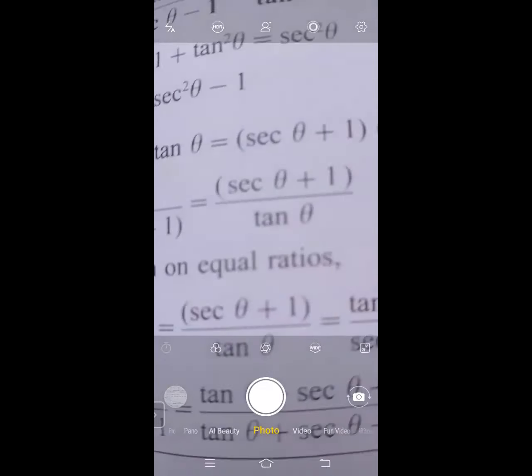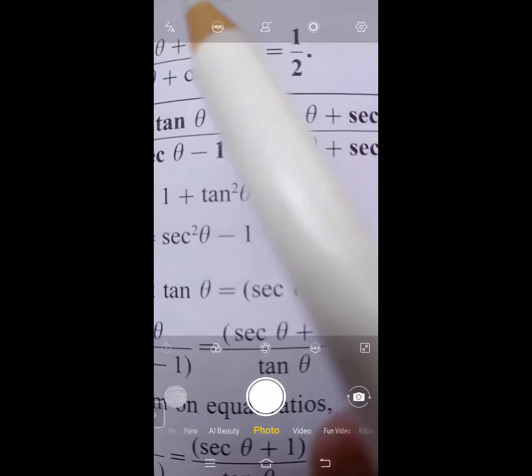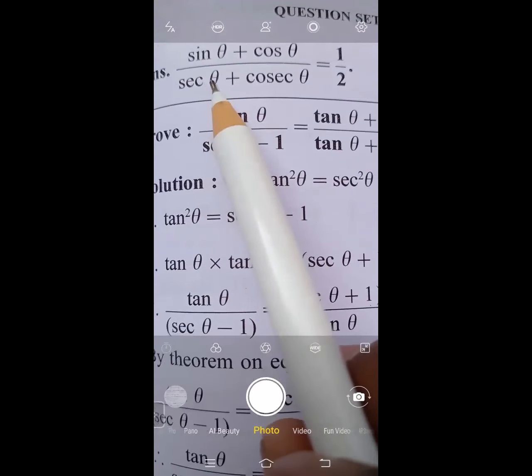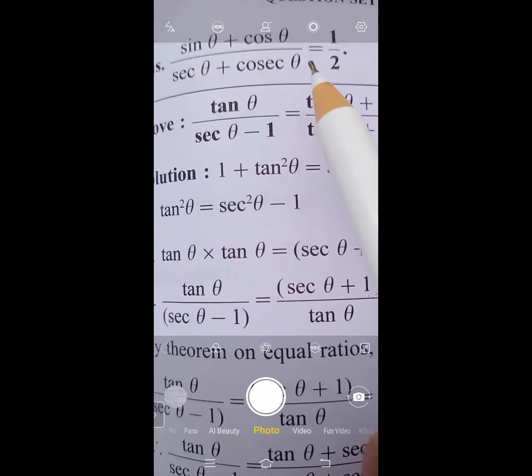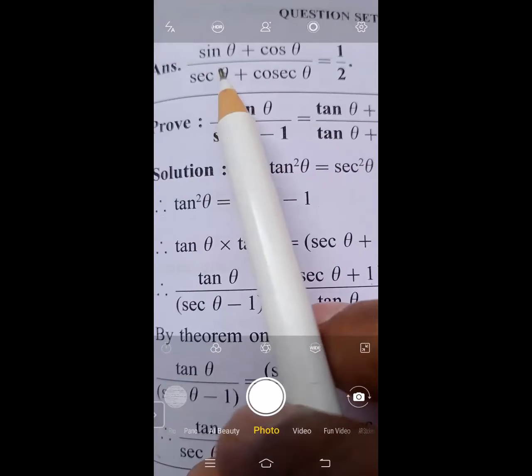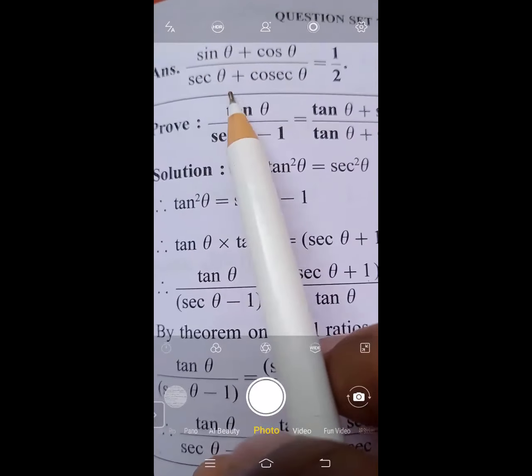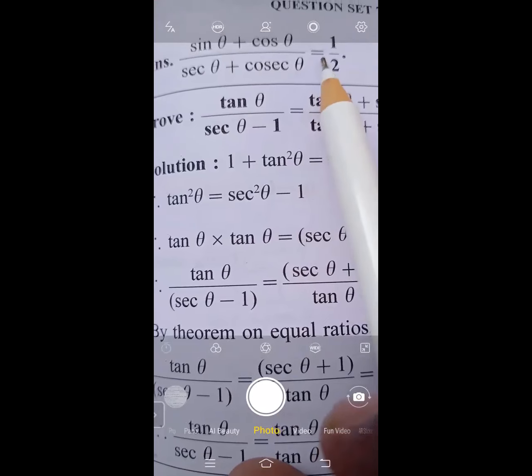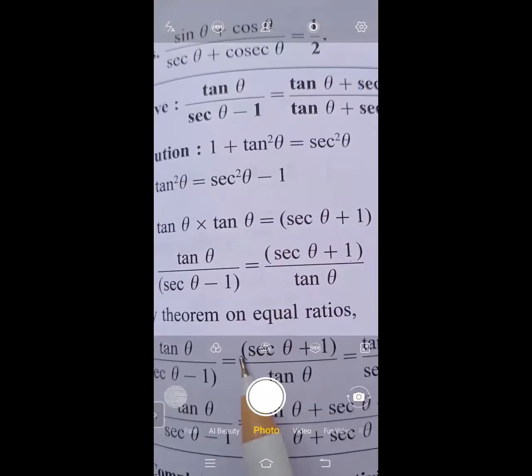Okay, so how should we write the final answer? It should be written like this, because we were asked to find the value of the given fraction. So the fraction is sine theta plus cos theta divided by sec theta plus cosec theta, and the value is equal to 1 upon 2.